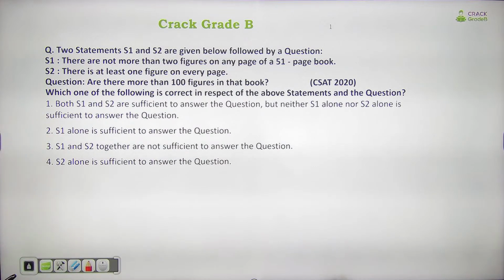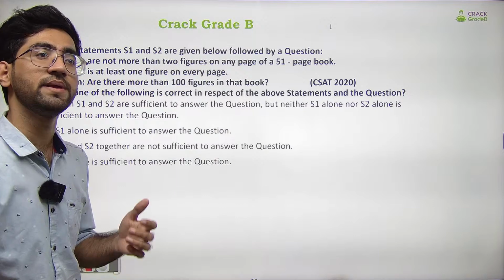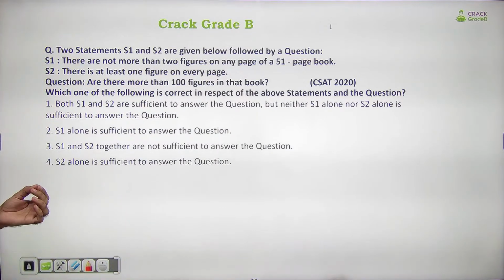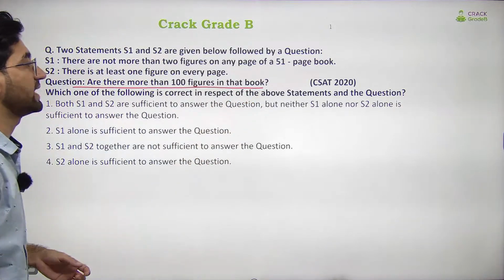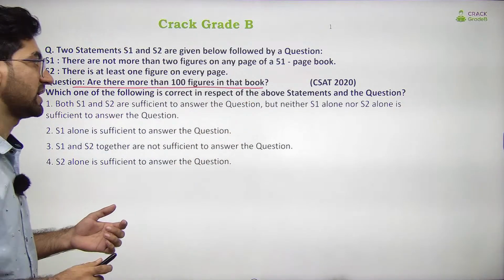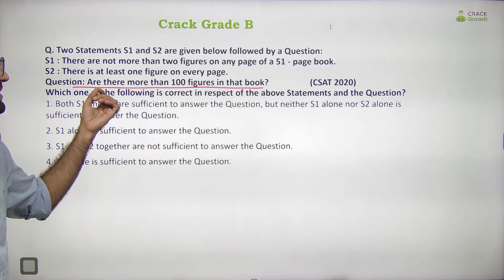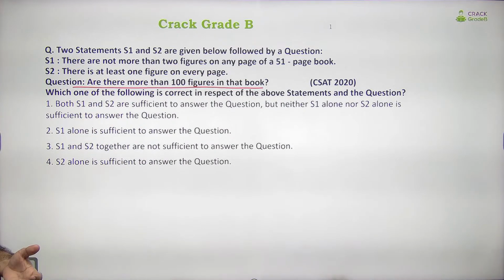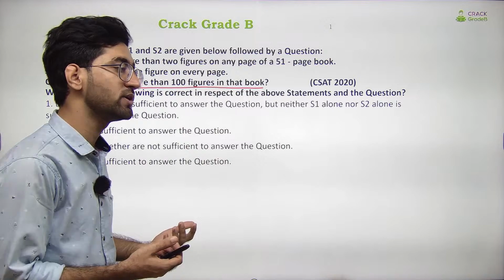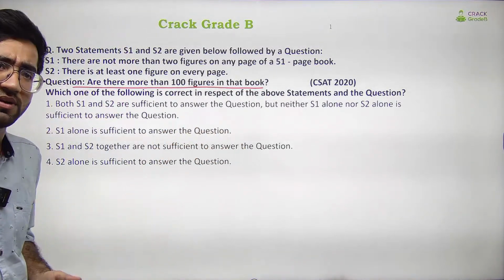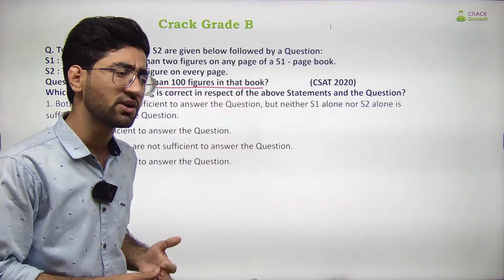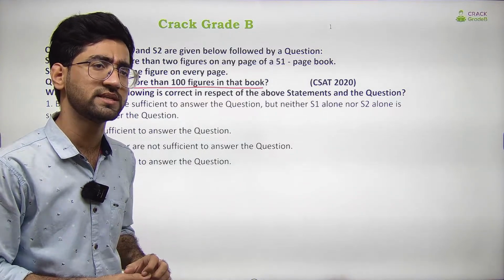Now look at this question. Again, we have been given two statements, right? And what is the question? The question is, are there more than 100 figures in that book? So basically how can one answer? One will say yes, there are more than 100 figures in that book, and someone will say no, there are not more than 100 figures in that book, right?